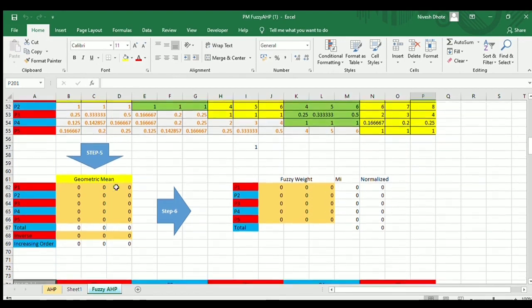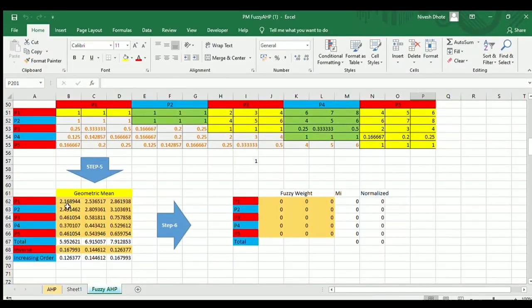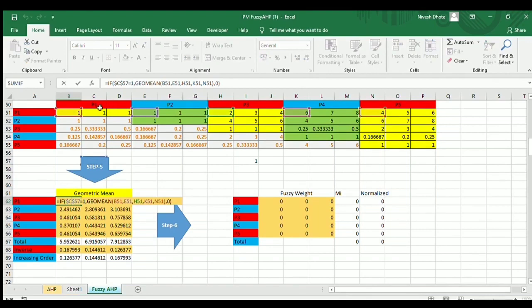After this, we have to calculate the geometric mean. For the geometric mean, we take the first value of every project with respect to the other projects. Like for P1, 1 into 1 into 2 into 6 into 4, and we take the geometric mean with the formula GEOMEAN. After this, we will get a value 2.16. Similarly, for 2.53, it is the geometric mean of the second place, 1 1 3 7 5, and the geomean of these values. Similarly, we do it for every project.